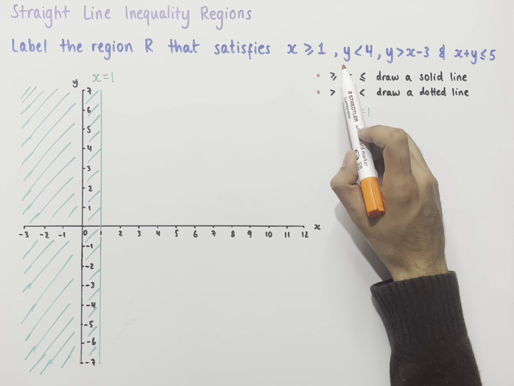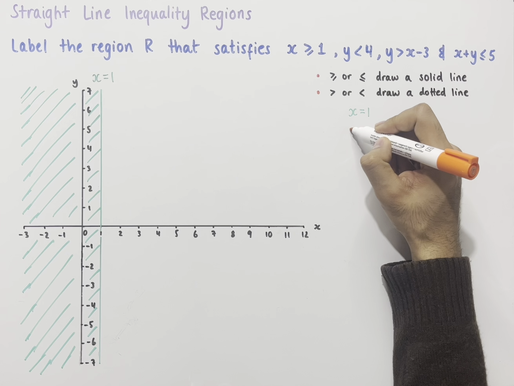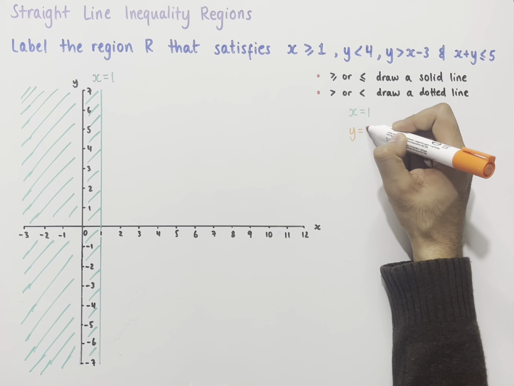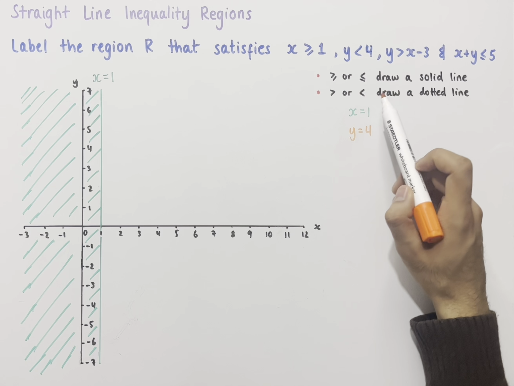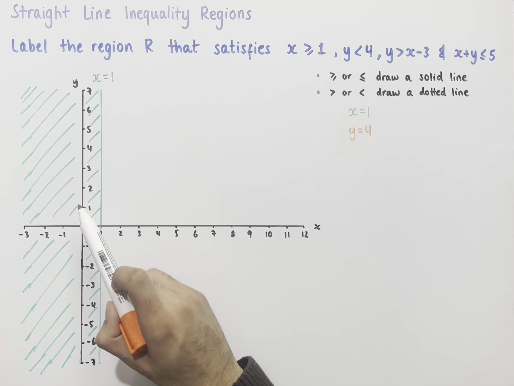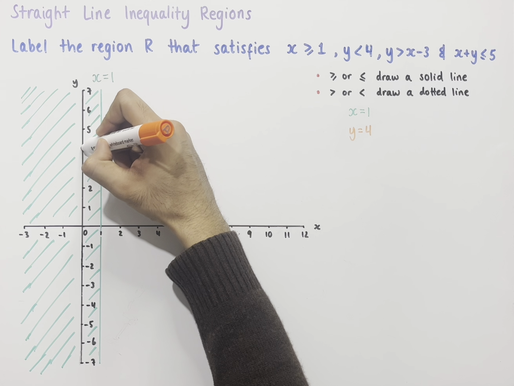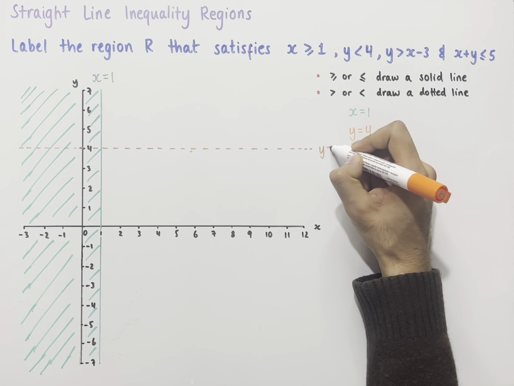Now let's move on to the second inequality, which is y is less than 4. And so again, we'll start by drawing the line y equals 4, and bearing in mind that the inequality is strict, we're going to draw a dotted line. And so if we go on to the y-axis this time and we go to 4, we're now going to draw a horizontal line that goes through 4. And so we can label this line as y equals 4.